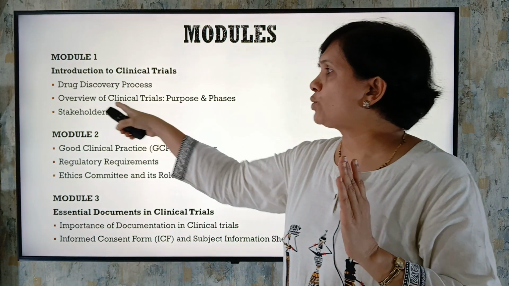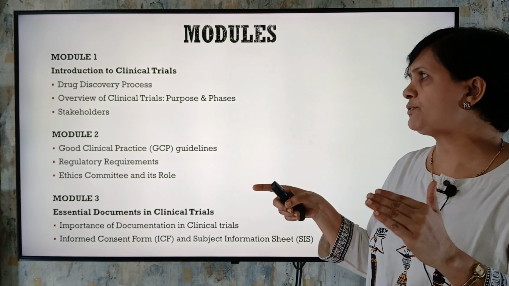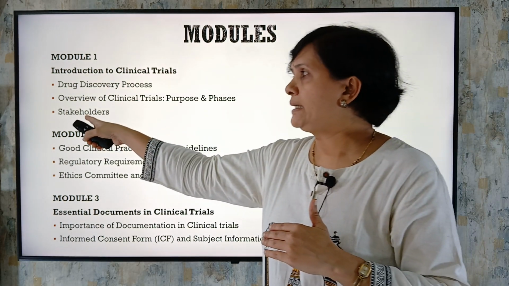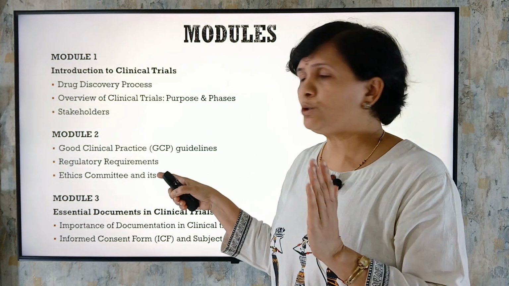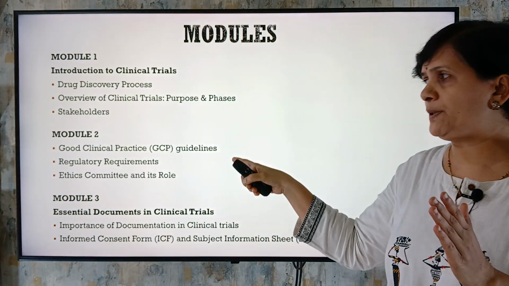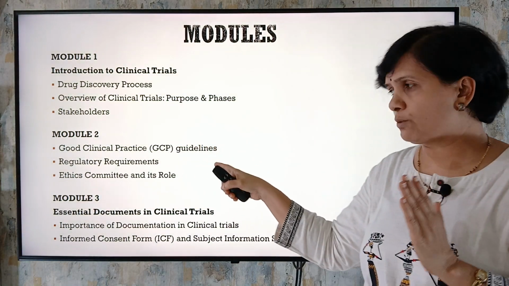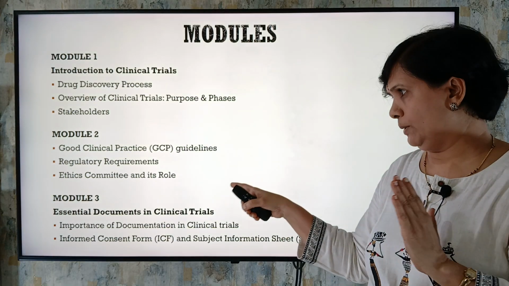Then I'll also throw light on the overview of clinical trials. I'll be discussing the purpose or the importance of clinical trials and the different phases of clinical trials. And lastly, I'll discuss the stakeholders. Then next, module 2. Here I'll be discussing the GCP, that is the Good Clinical Practice guidelines, the regulatory requirements, and the ethics committee, its composition and its role.